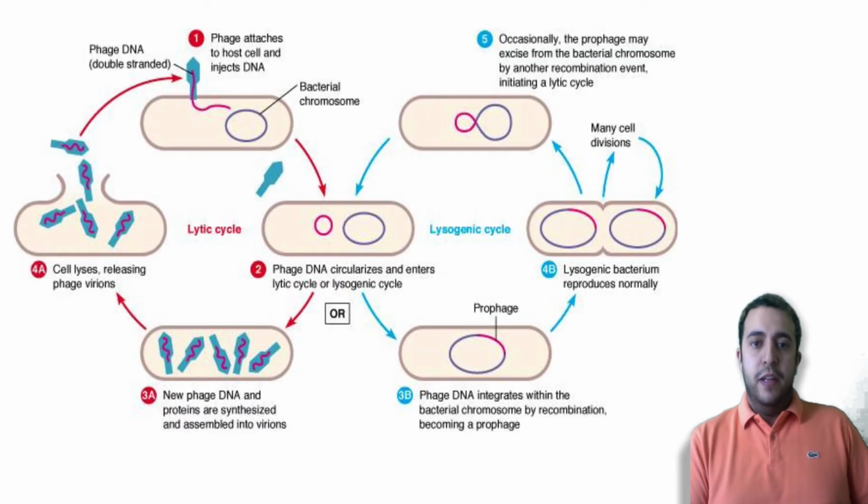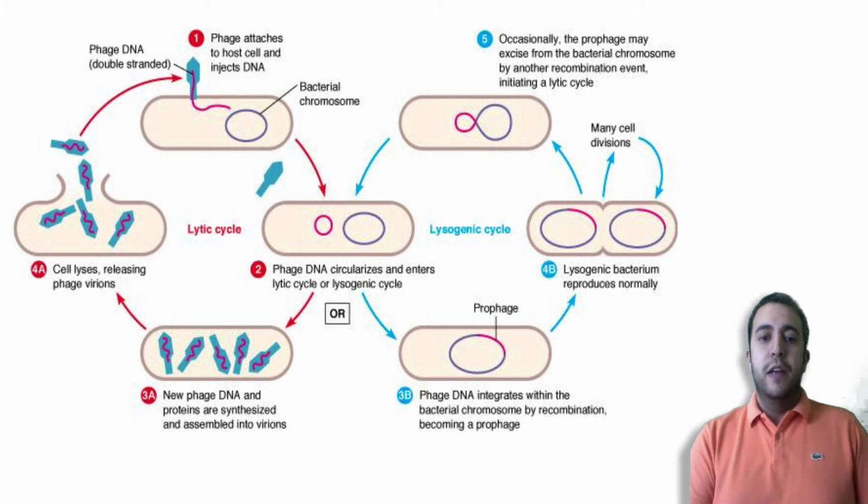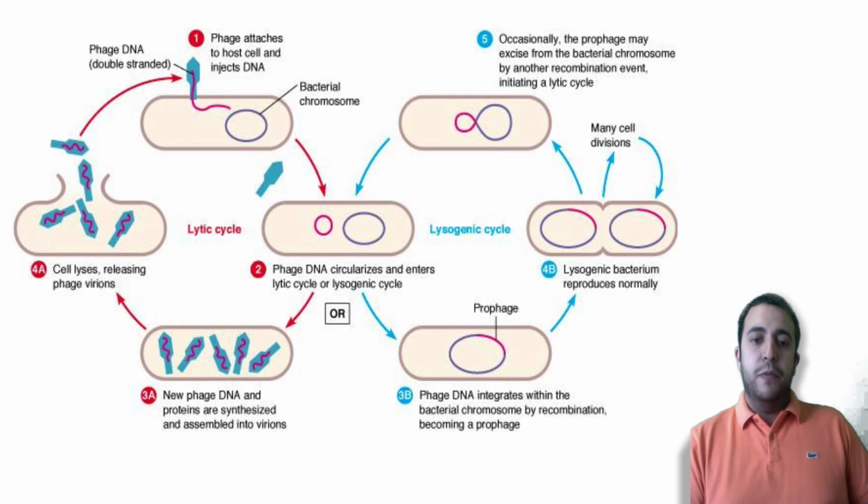So to recap, viruses have two different life cycles. They can use the lytic cycle to reproduce themselves by breaking down the host DNA and then making new virus particles and releasing themselves outside the cell, which causes the death of the host cell.